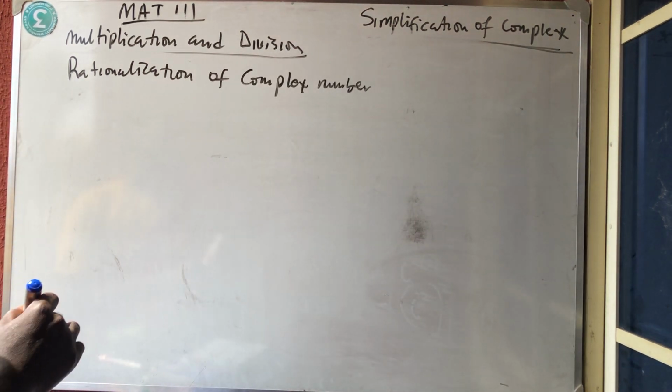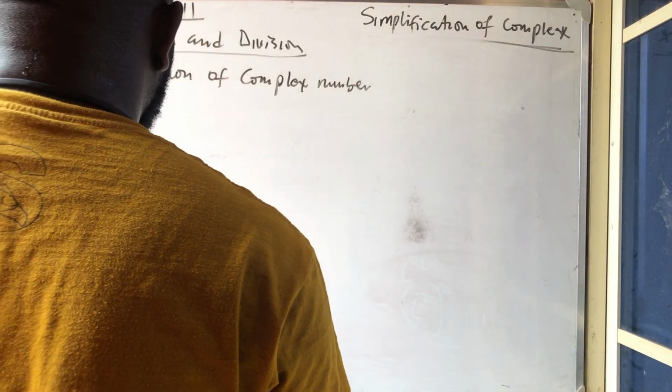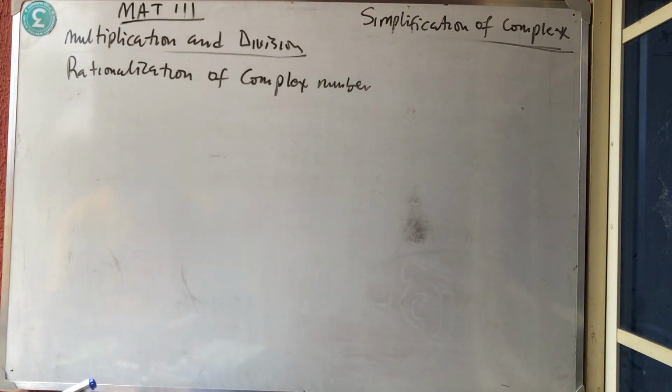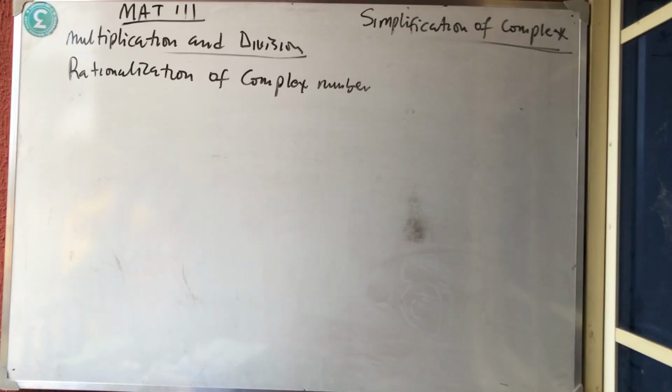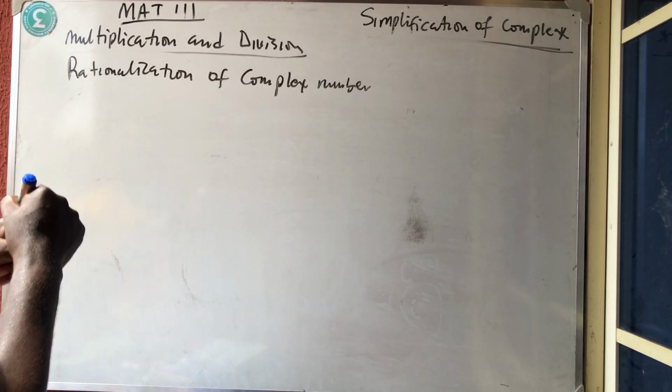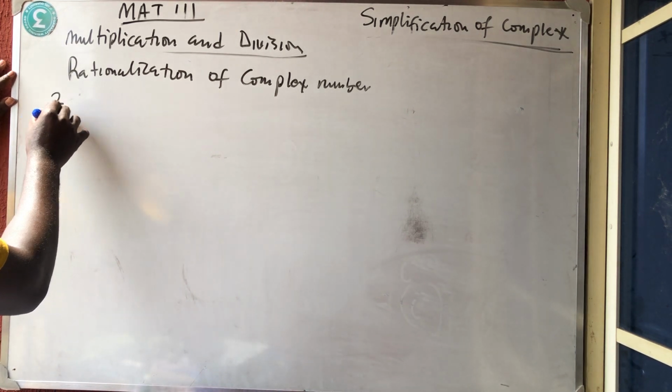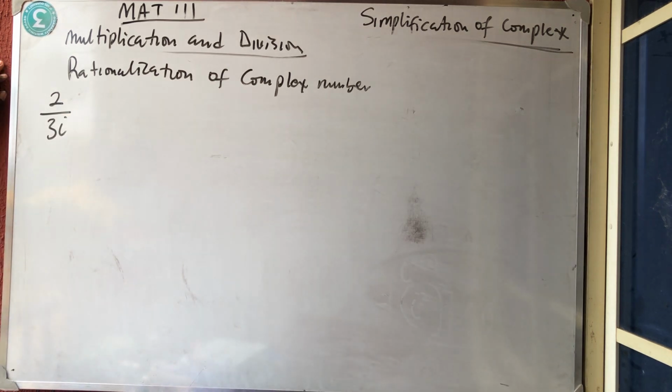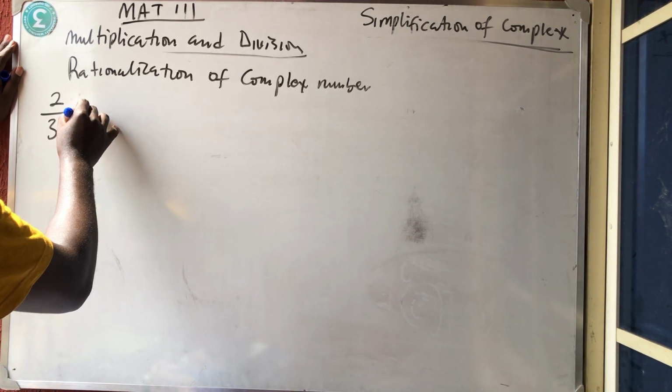Now, we don't leave a surd at the denominator. The way we don't leave a surd at the denominator, we don't leave a complex number at the denominator. You cannot have 2 divided by 3i. It is not possible. You have to rationalize it. Whenever you get i at the denominator, you rationalize. How do you rationalize? Remember your surds.